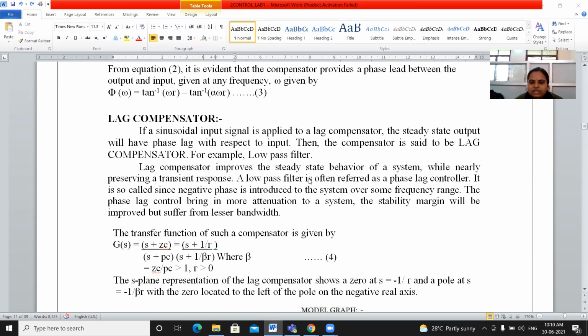A low pass filter is often referred to as a phase lag controller, and it is also called a negative phase. Previously we used a positive phase; here it is a negative phase, introduced to the system over some frequency range. The phase lag controller brings more attenuation to the system, and the stability margin is improved, but it suffers from a lesser bandwidth. That's the disadvantage of lag compensators.